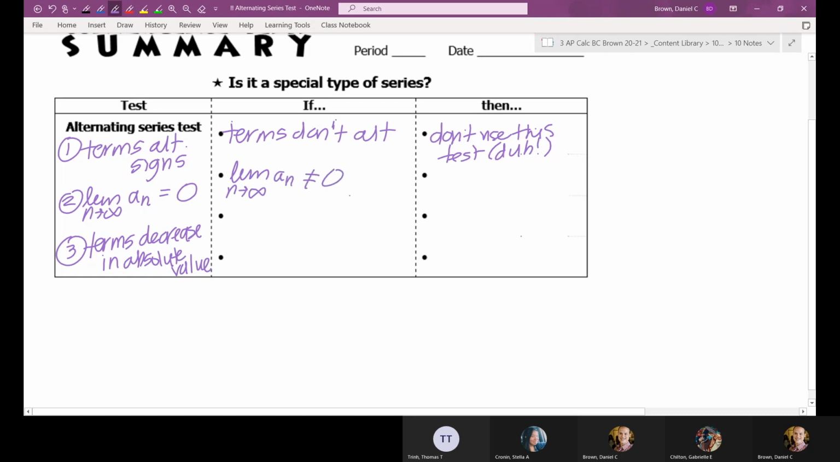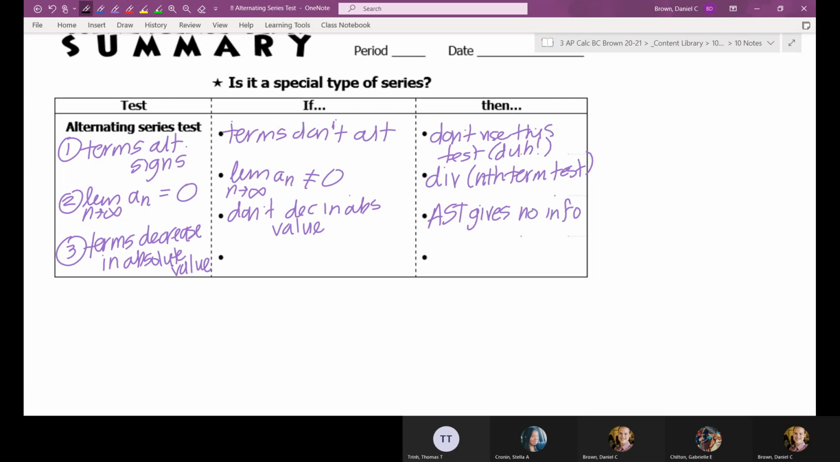clearly don't use this test, but from a previous rule, what do we know if the limit of the terms is not 0? What do we know about that series automatically? It diverges. What test is making it diverge? The nth term test. So that's really just the nth term test. If terms don't decrease in absolute value, then the alternating series test gives no info.